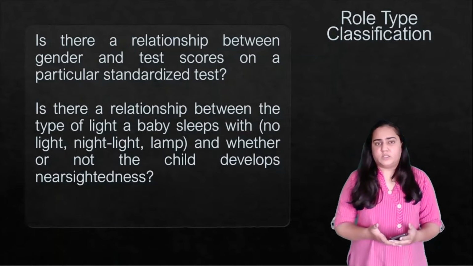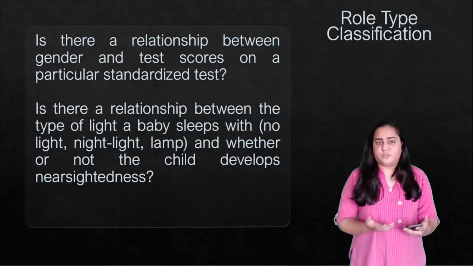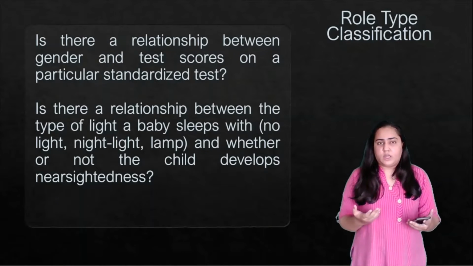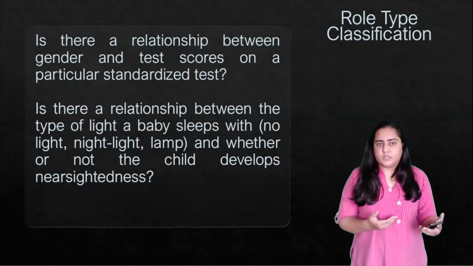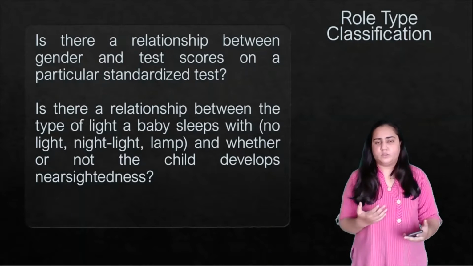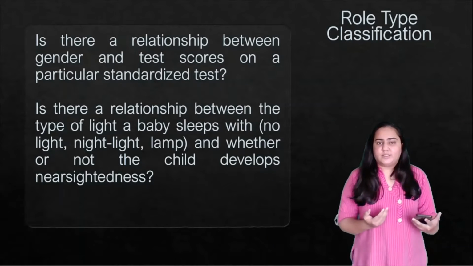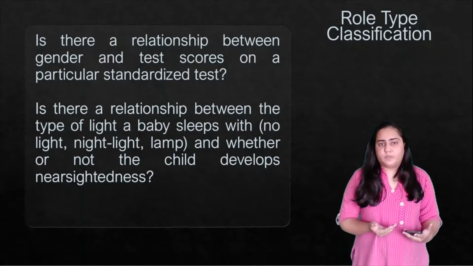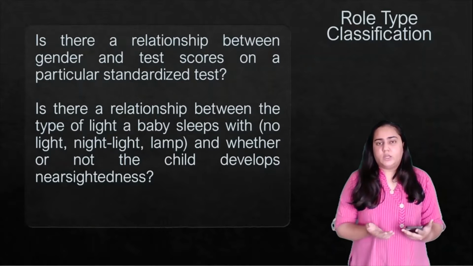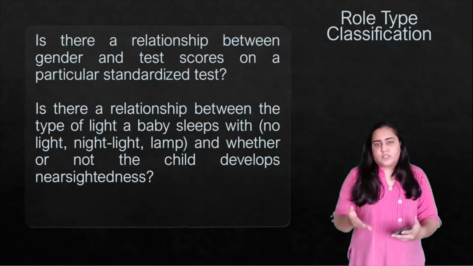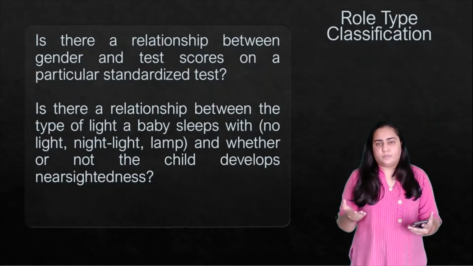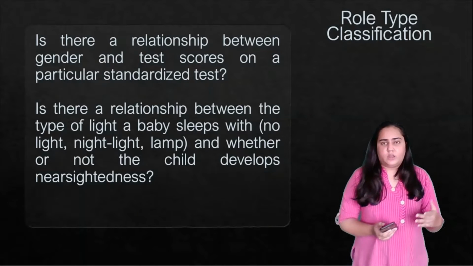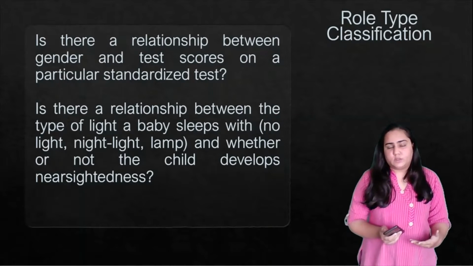Another type of question is, is there a relationship between the type of light that a baby sleeps in? And so the types of lights are no light, night light, and a lamp. So these are the different types of lights. Does that affect whether or not the child is going to develop nearsightedness? So basically, we are trying to answer the question whether the light that the baby sleeps in is affecting the vision of the child.